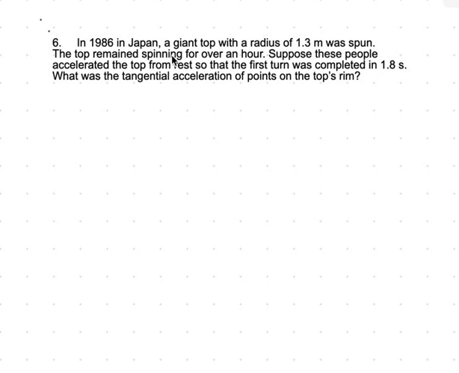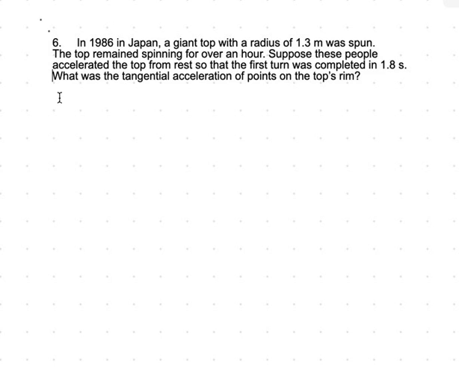So this question is also from the front page of that acceleration worksheet on angular acceleration and tangential acceleration in this particular section. Okay, it reads, in 1986 in Japan, a giant top with a radius of 1.3 meters was spun. The top remained spinning for over an hour. Suppose the people accelerated the top from rest so that in the first turn, it was completed in 1.8 seconds. What was the tangential acceleration of the point on the top rim, or just the top rim in general?